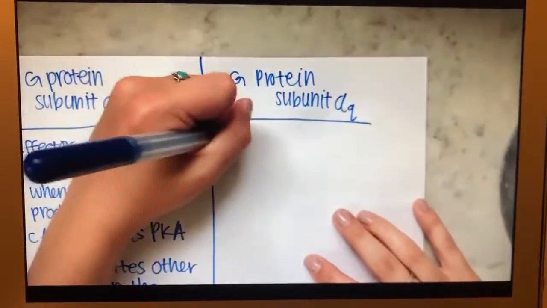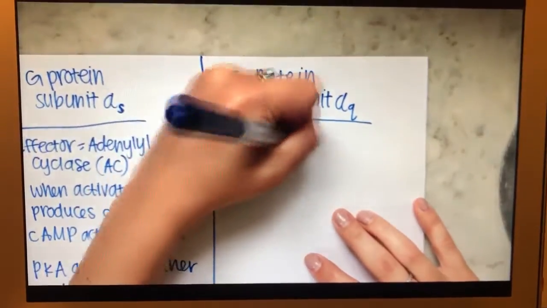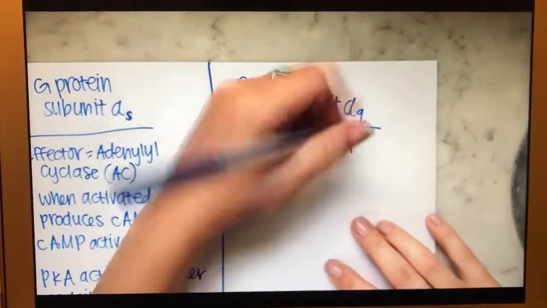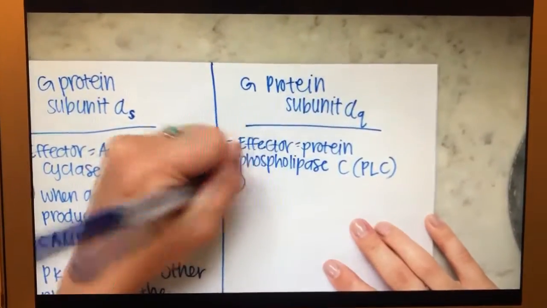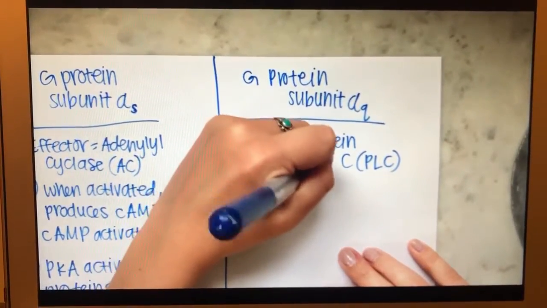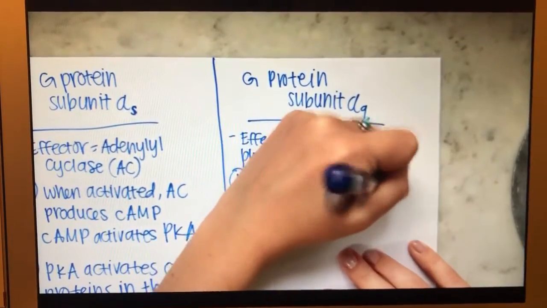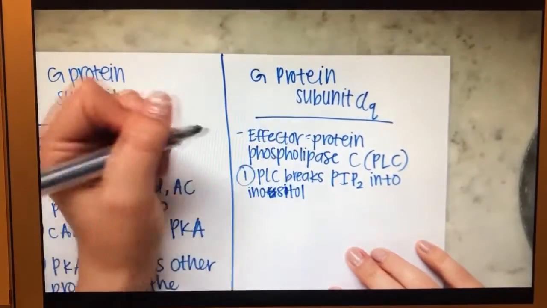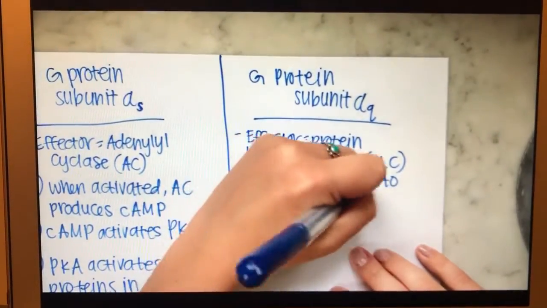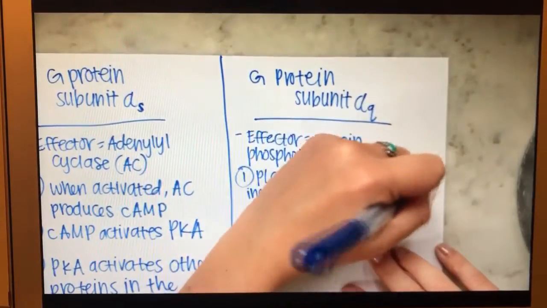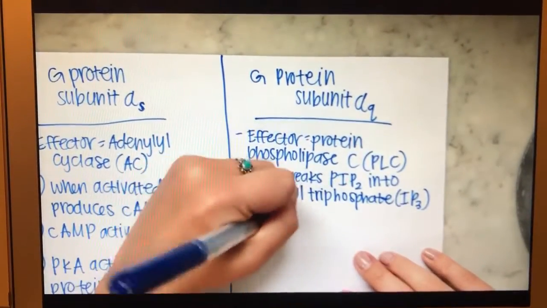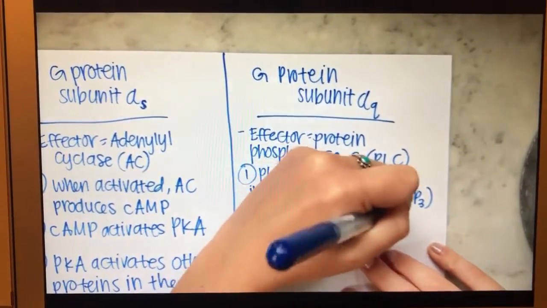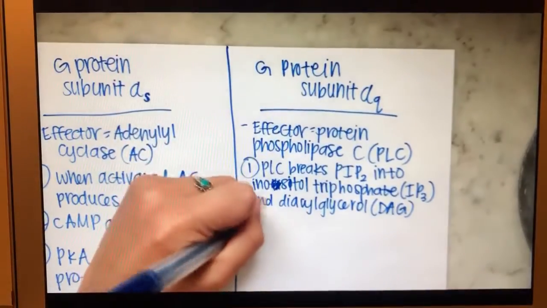Now to move on to G protein subunit alpha Q. This subunit has an effector that is called phospholipase C, which can also be called PLC for short. PLC is bound in the phospholipid membrane of the cell, and it actually breaks down one of the membrane phospholipids known as PIP2 into inositol triphosphate, which can be called IP3 for short, and also diacylglycerol, which can be known as DAG for short.